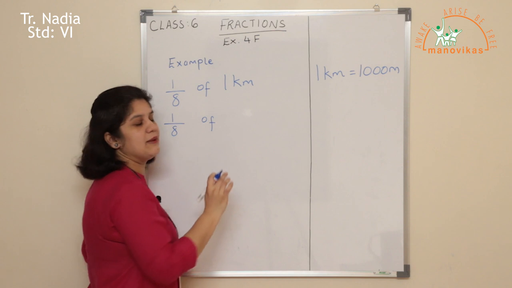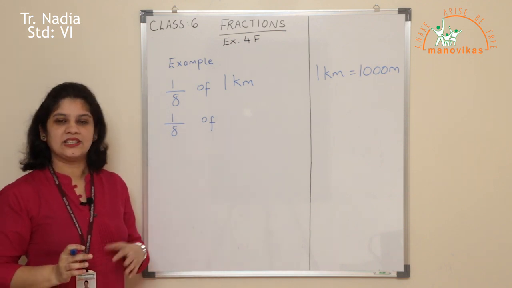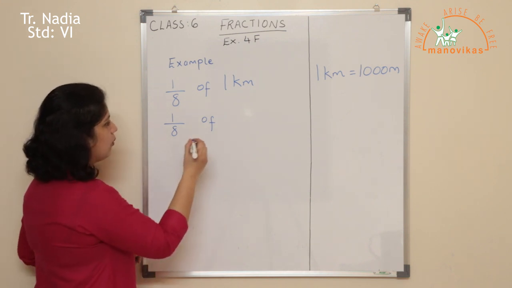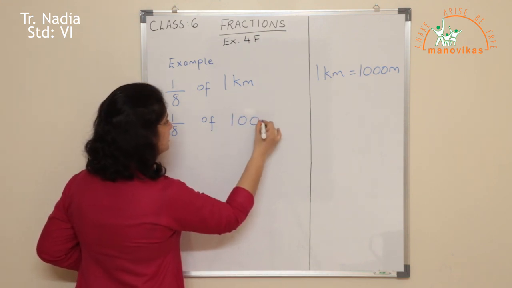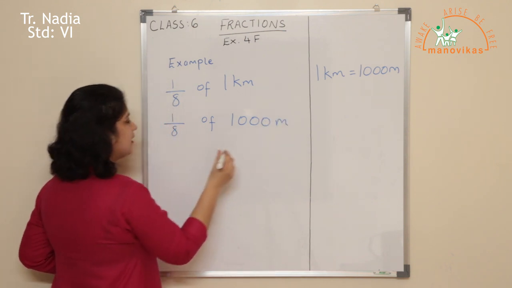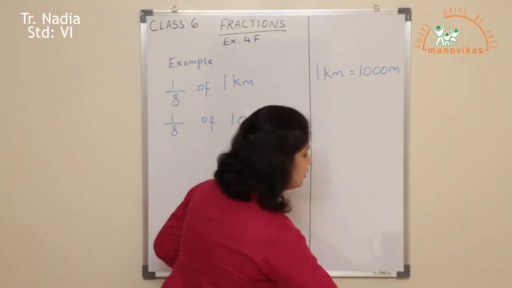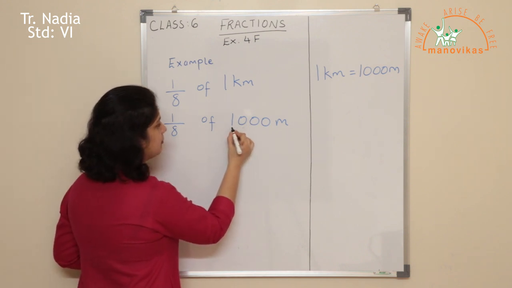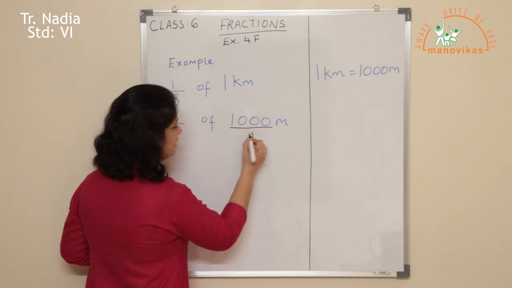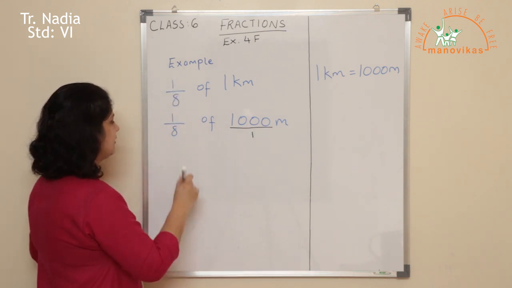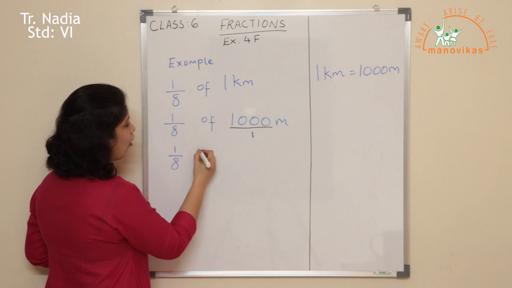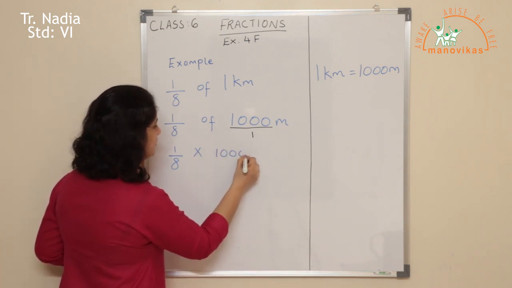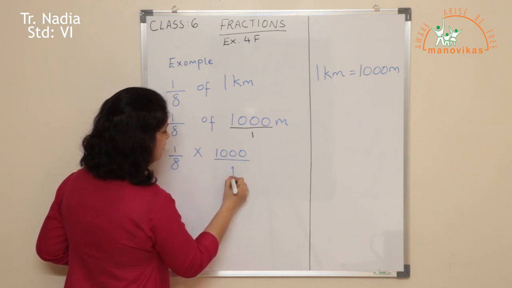So the kilometer I'm going to convert to meters, because otherwise it won't be possible for me to get the quantity. So it will be 1/8 of 1000 meters. Now, the next step, as I told you all, make sure both are in fraction form. Since this is just a whole number without a denominator, I'm going to put 1 here. The next step will be to replace the "of" sign by multiplication. And this will become 1000 upon 1.